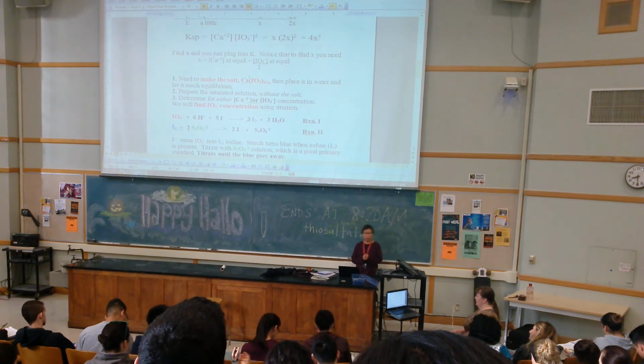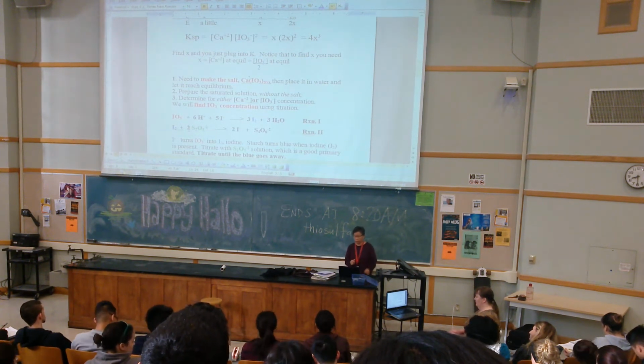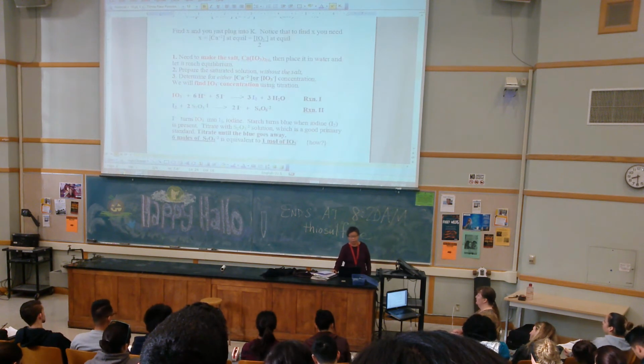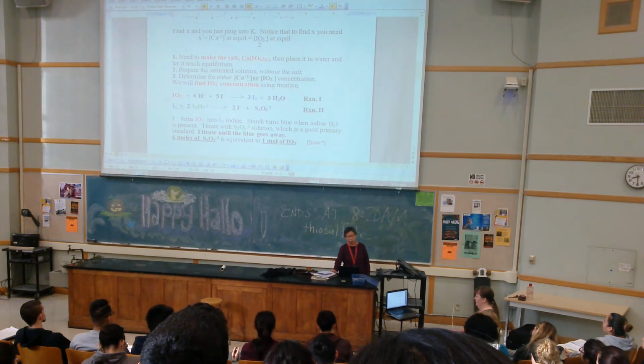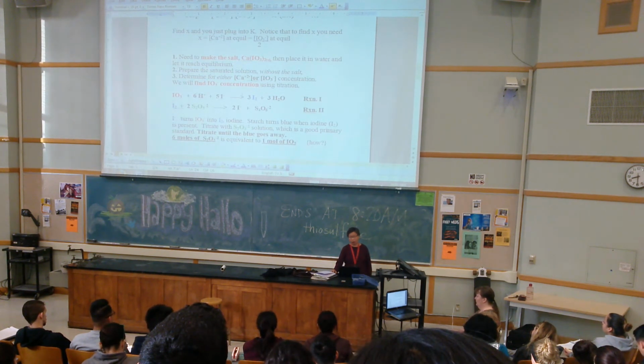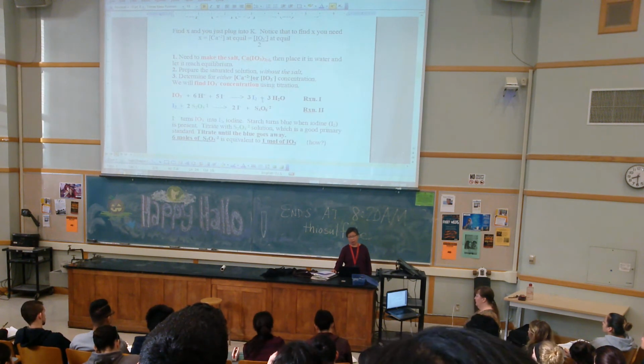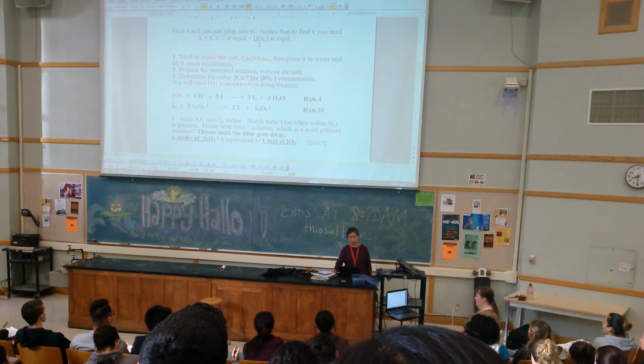So far so good? Everybody got that down? What you will be doing there is you will take your iodate and you will put in acid and sodium iodide, I believe. And all that will happen is that the iodate will be reduced to iodine, and iodide will be oxidized to iodine. That's a redox reaction happening.